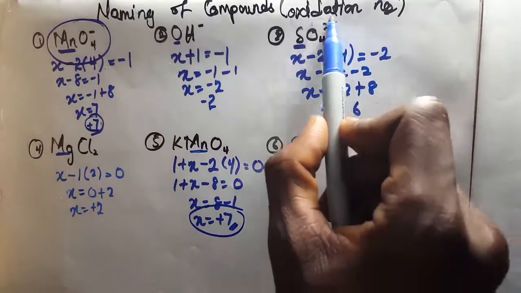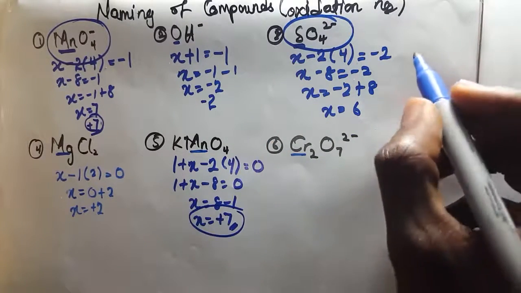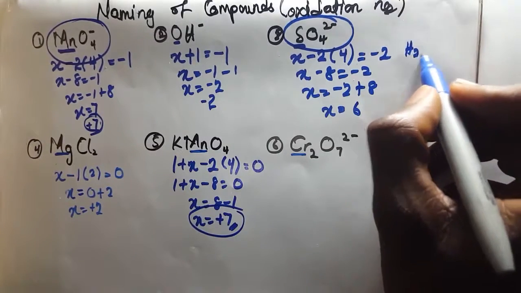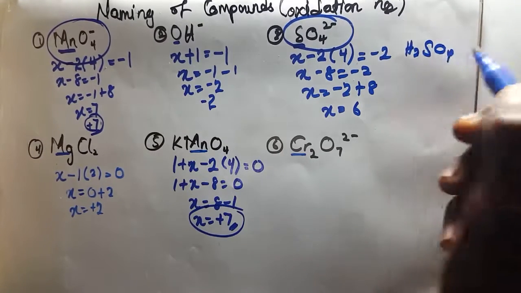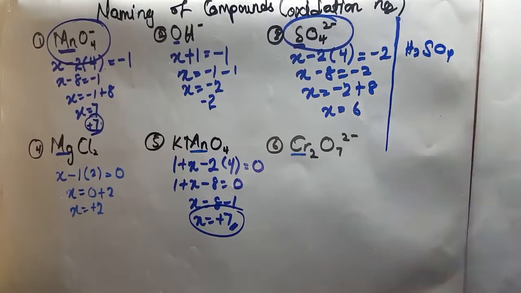It means you can see SO4 here. It means when you see a compound like this, H2SO4, calculating for the oxidation number, you're also going to get 6. I'll solve that one as well. So we see.